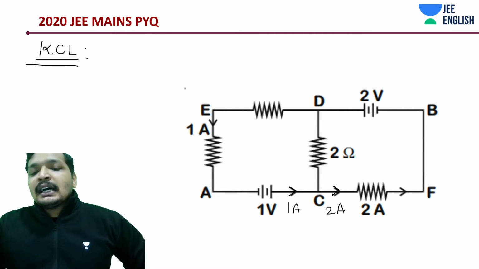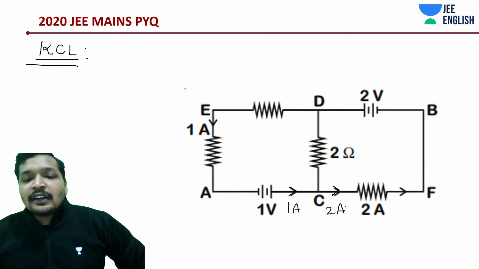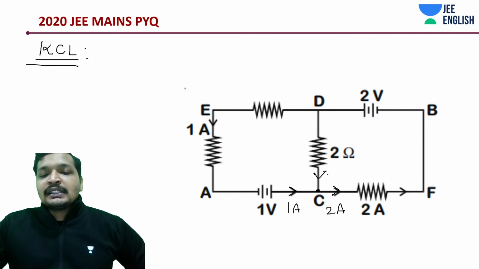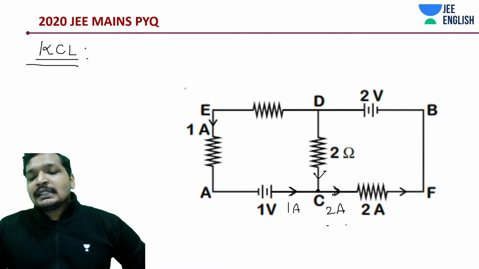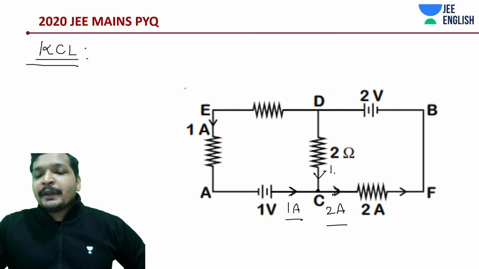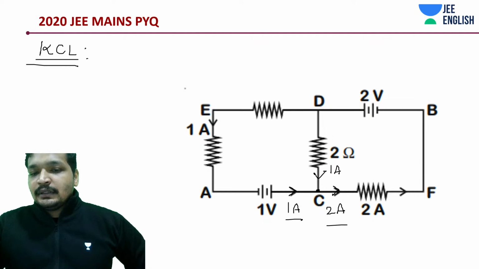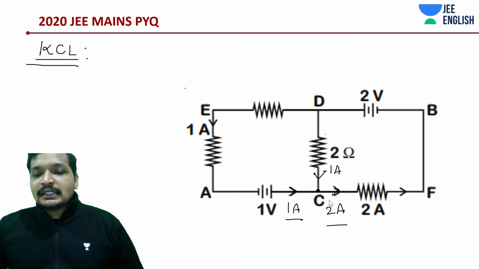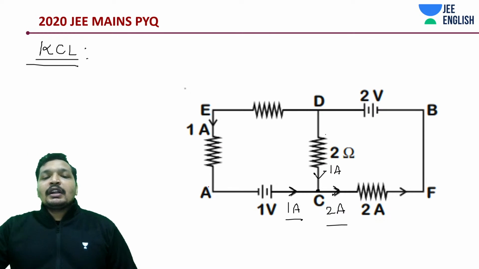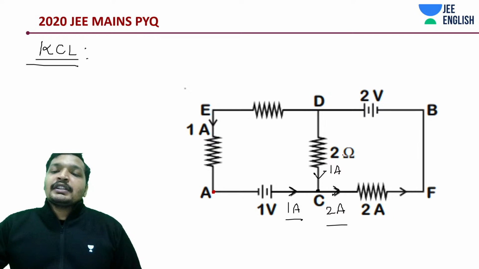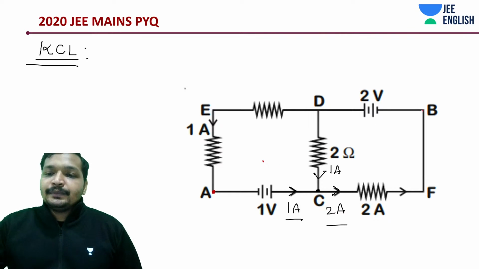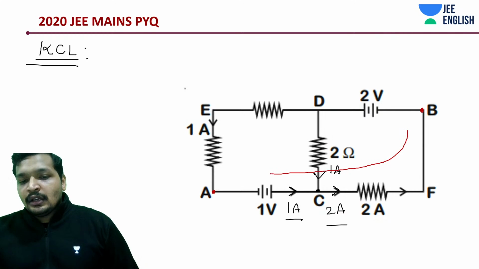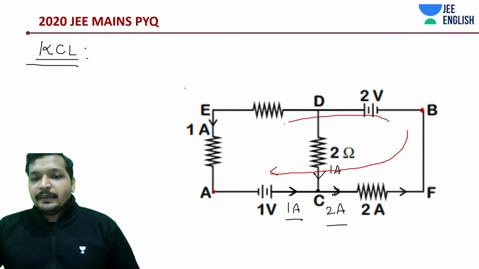What does KCL say? What does junction law say? At any given junction, the amount of current entering and leaving should be the same. If 2 amperes is leaving, 1 ampere is entering, 1 ampere should also be entering. Really, that's simple. That's it. Now, in this question, which might be the easiest way of approaching it, what are you supposed to find out in this question? Potential difference between node B and node D. You can either approach this way or you can approach this way.